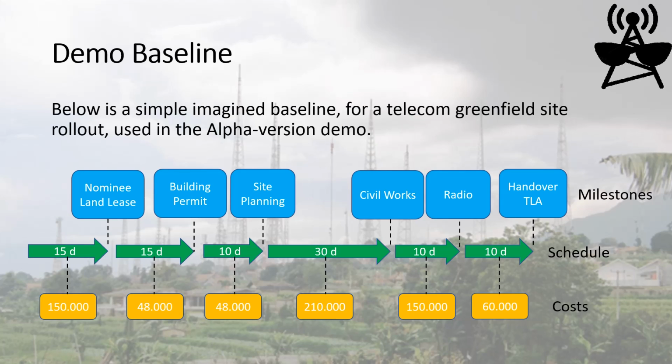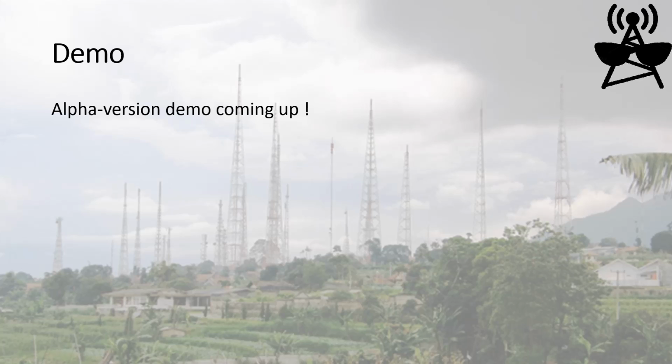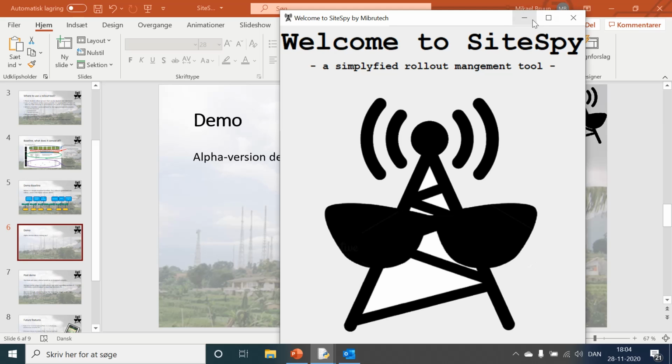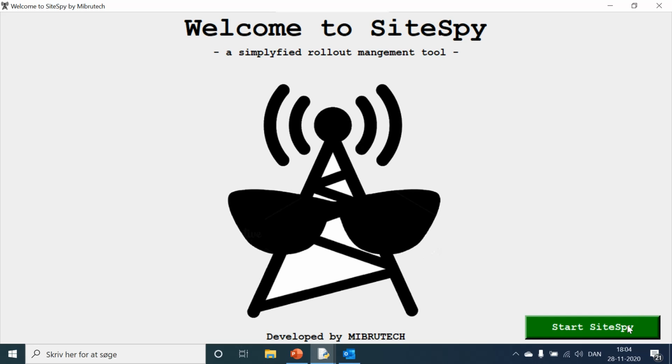In the demo I'm going to show you shortly, the setup is based on a simple imagined baseline for a telecom greenfield site rollout. The setup is based on 6 milestones. It is set up with the according time schedule, and also the costs that are connected to the underlying scope of each milestone. Let's go ahead. So let's start it up.